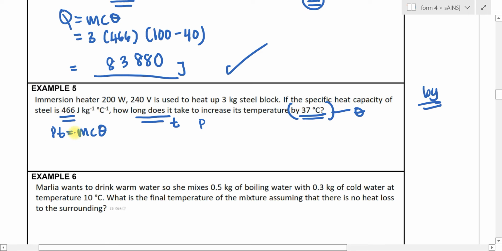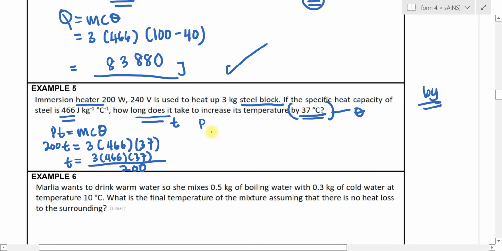So why do we use Pt equal to mcθ? Because the heat supplied by the heater is equal to the heat absorbed by the steel block. We are assuming that. So the power is 200, the time we don't know, the mass is 3 kg, the c is 466, and θ is straight away 37. So t is equal to 3 times 466 times 37 divided by 200.